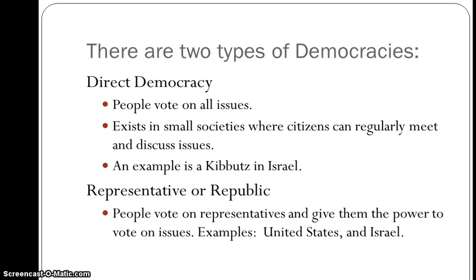Okay, the one that we're most familiar with, because it's the type we have in the United States, is a representative or republic democracy. And this is where people vote on representatives and give them the power to vote on issues for us. So we elect our congressmen, our senators. They're the ones that do our voting for us. Examples where you're going to find a representative or republic democracy would be the United States or Israel.